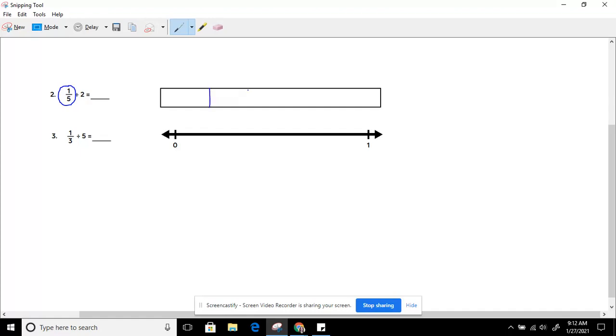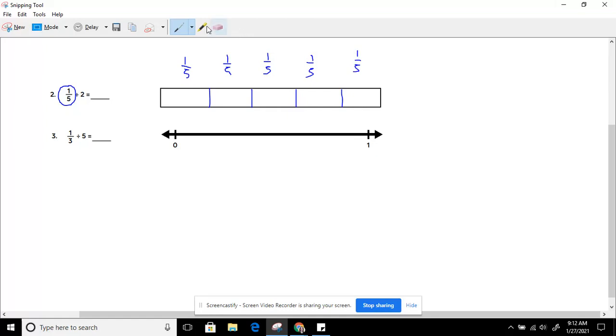So our fraction bar needs to be divided up into 5 pieces. There's 1, 2, 3, 4, 5. Okay, there we've got our 5 pieces. We've got 1/5 here, 1/5 here, 1/5 here, 1/5 here, 1/5 here.